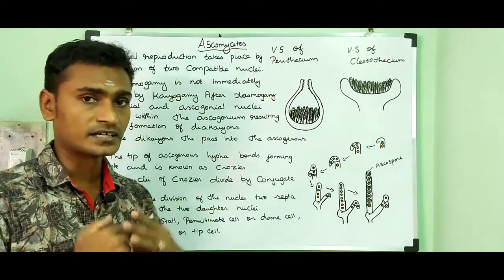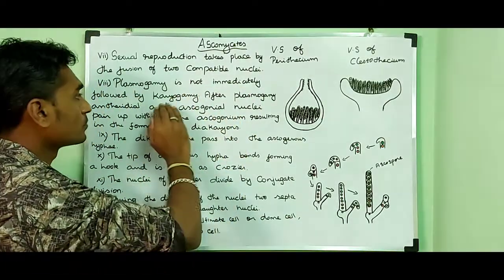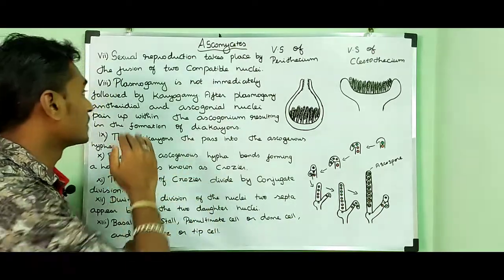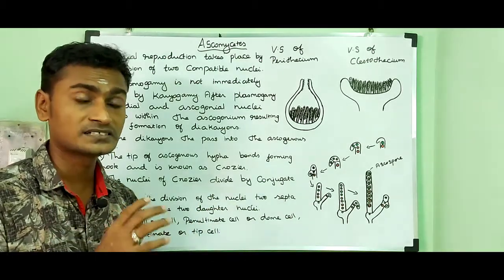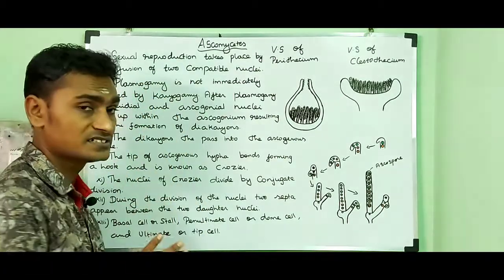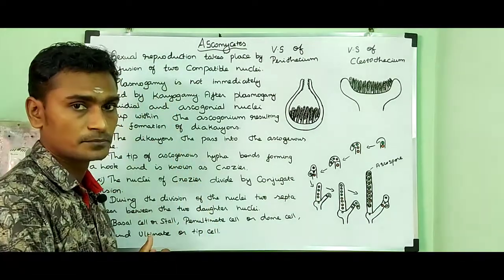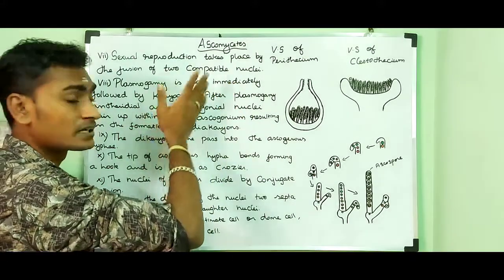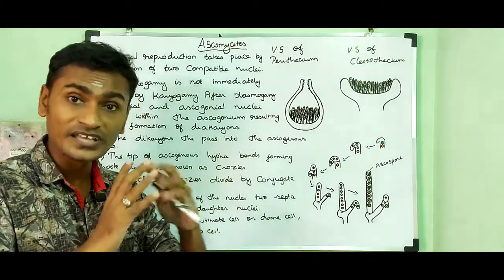So please listen carefully. The first point, plasmogamy is not immediately followed by karyogamy. First you have to understand what plasmogamy and karyogamy are. Plasmogamy means the fusion of protoplasts, two parent protoplasts without nuclei, and that condition is called plasmogamy. Karyogamy means fusion of nuclei. So here plasmogamy is not immediately followed by karyogamy. Only fusion of protoplasts takes place, not fusion of nuclei.